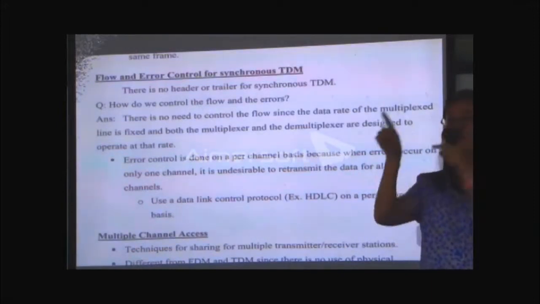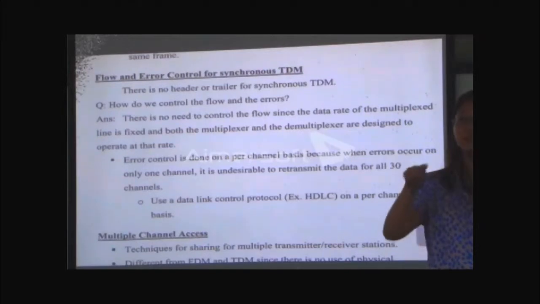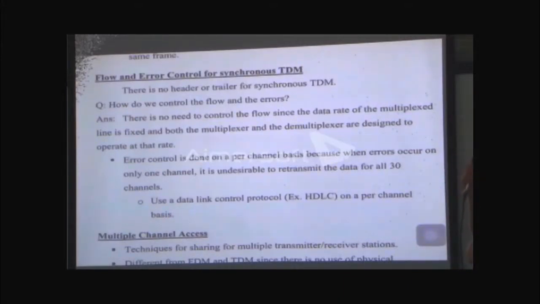Now, for the flow and error control for synchronous TDM, remember that when you do the synchronous TDM, you just move the transmitter and the receiver at the same speed, right? So there is no overhead at all. There's no header. You just look at the time, okay, that this time belongs to which user. And then you know that this is how you share the medium. So how do you control the flow, and the errors?